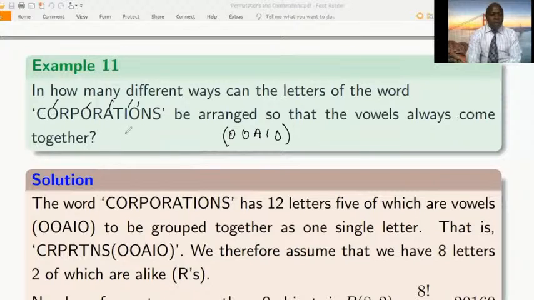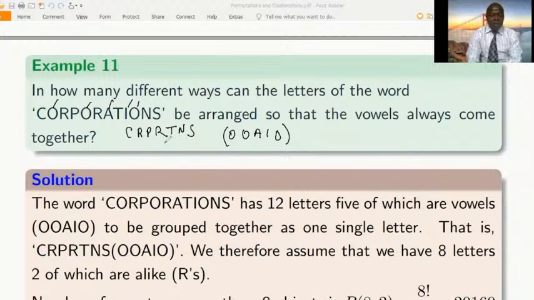What about the consonants? The consonants, we have C, R, P, R, T, N, S. C, R, P, R, T, N, S. And these are the vowels O, A, I. Now, the question is, how many permutations can we have?